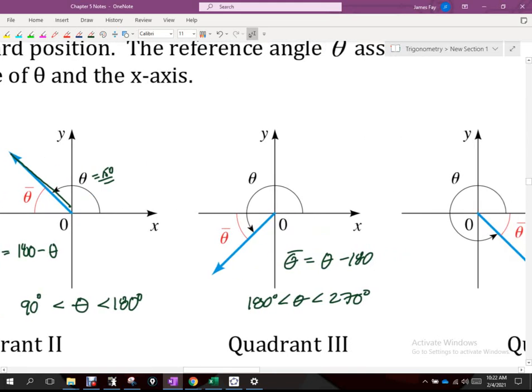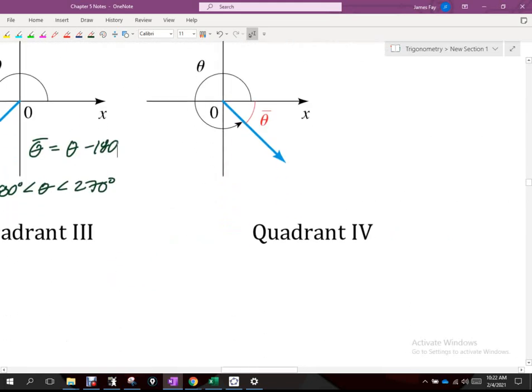If we're in the fourth quadrant, our theta is going to be a number between 270 degrees and 360 degrees, correct? 270 and 360. So if that is the case, between 270 and 360, then how do I draw that right angle, how do I find that theta bar? Let's say, to do a specific example, theta is 330.